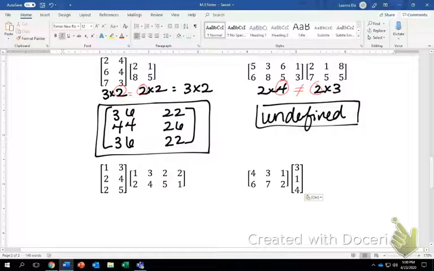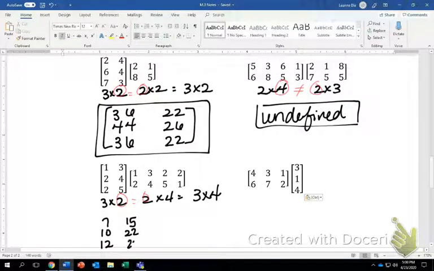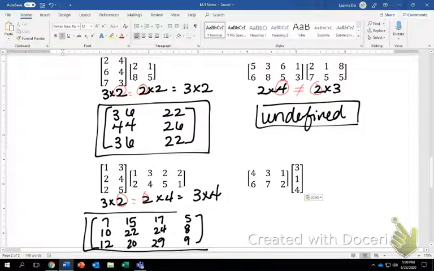All right. The third one, which is the bottom left-hand corner, is a 3 by 2 and a 2 by 4. The 2's are equal, so we'll result with a 3 by 4. And our answer will be as follows. Please make sure you're including brackets in your answers. Please make sure you have brackets. They're super important. And then once you have brackets, make sure you box in your answer.